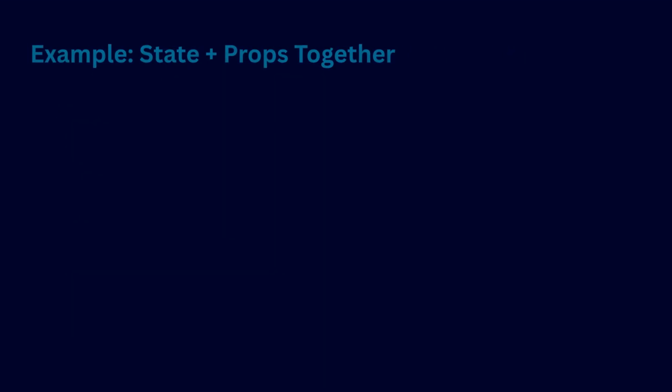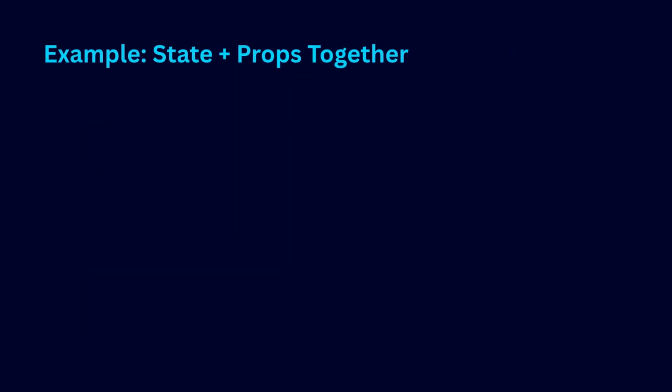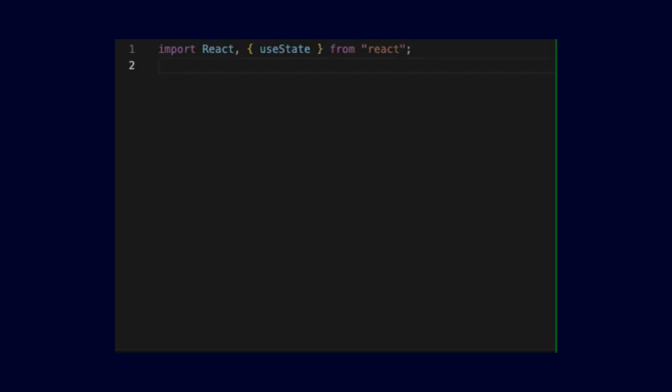Let's see an example for state and props together. First, import React and the useState hook from React. React allows us to use JSX and useState. Let us add state to functional components.